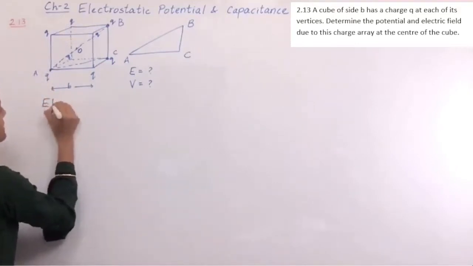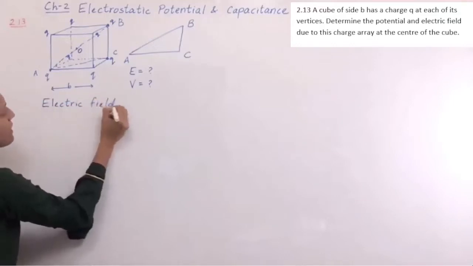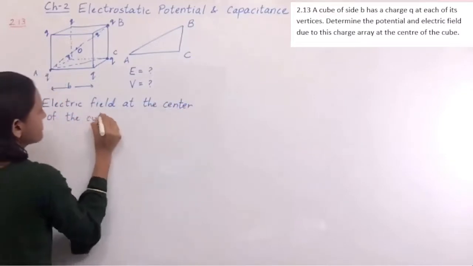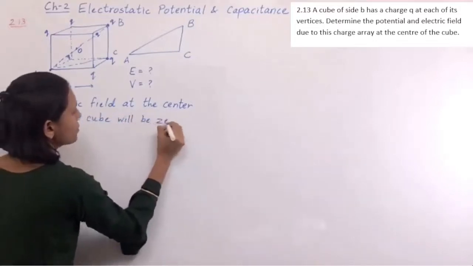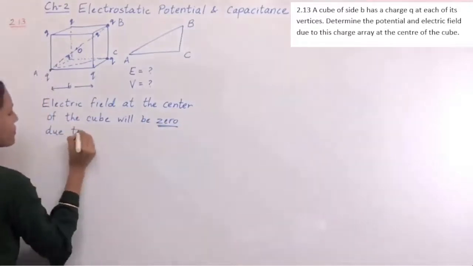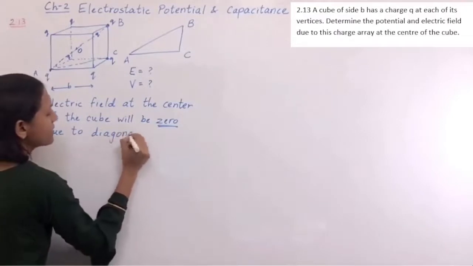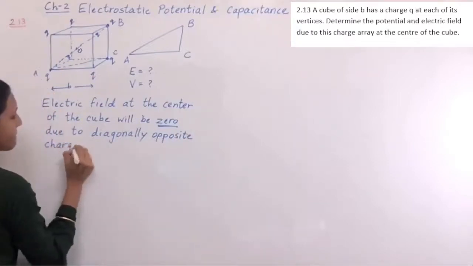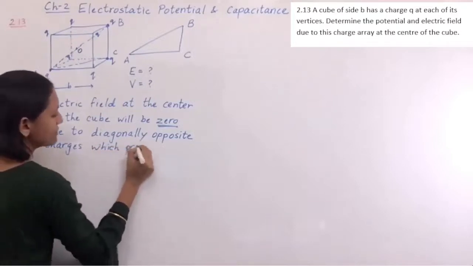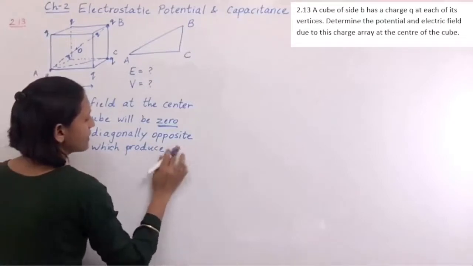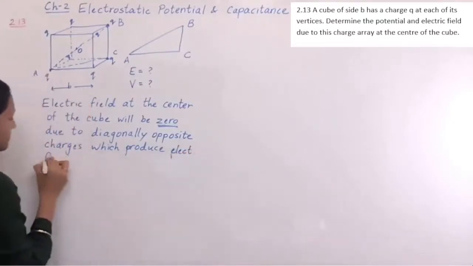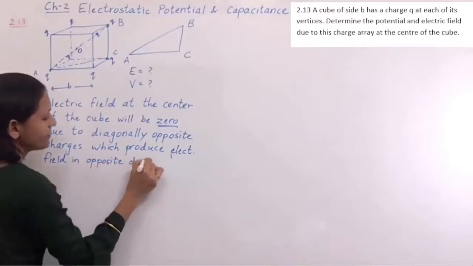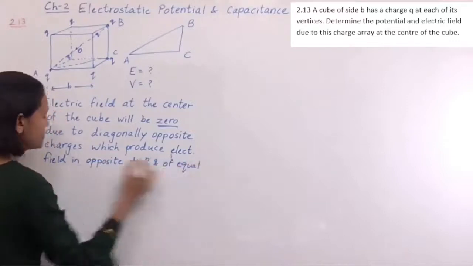that the electric field at the center of the cube will be 0 due to diagonally opposite charges which produce electric field in opposite direction and of equal magnitude.